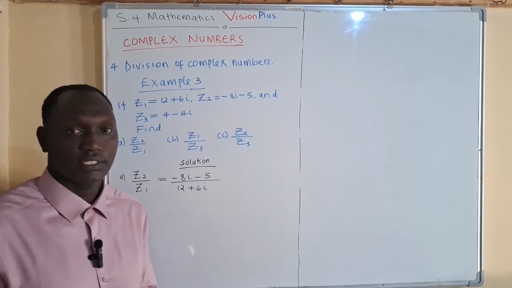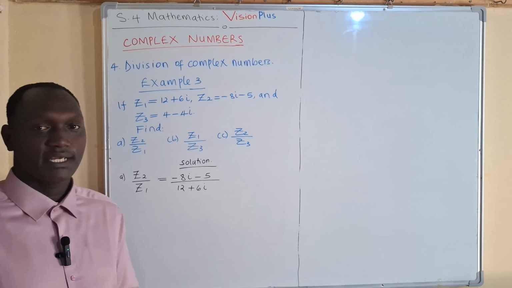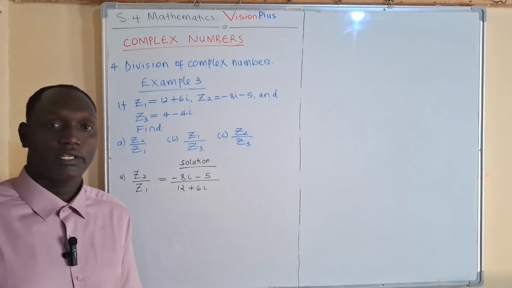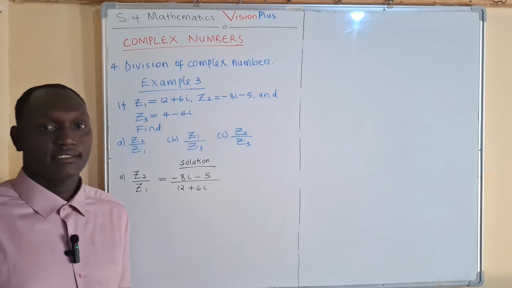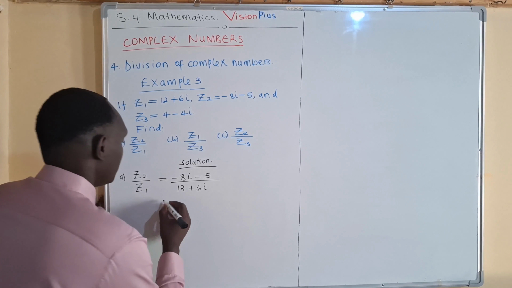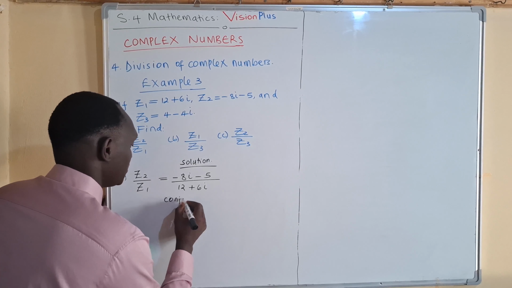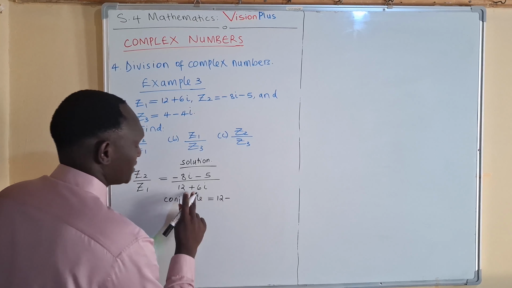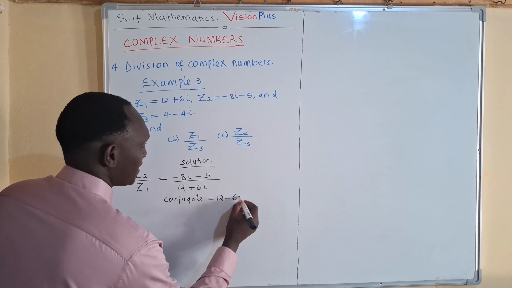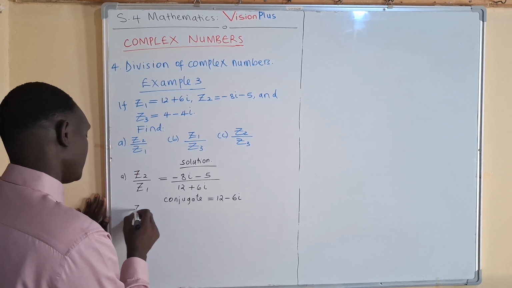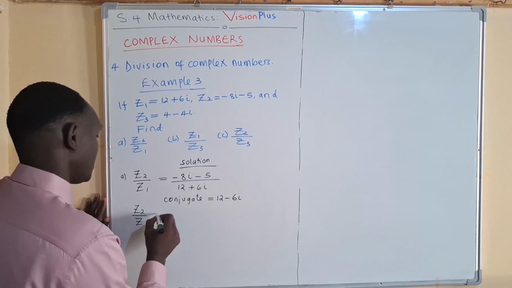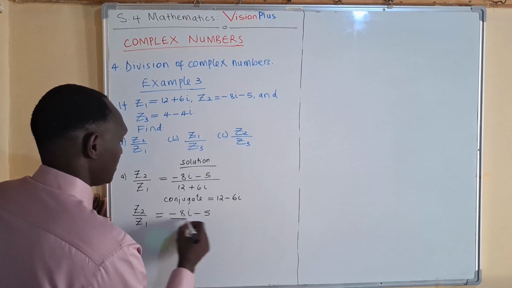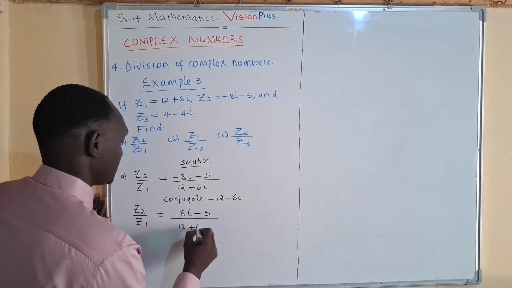Our focus is always on the denominator. If the denominator contains two terms, that is the real part and the imaginary part, we need to get the conjugate so that we get rid of i. So the first step is getting the conjugate of strictly the denominator. This gives us 12 minus, we simply change the sign of the imaginary part, minus 6i. And this now gives us Z2 out of Z1 as negative 8i minus 5 divided by 12 plus 6i.